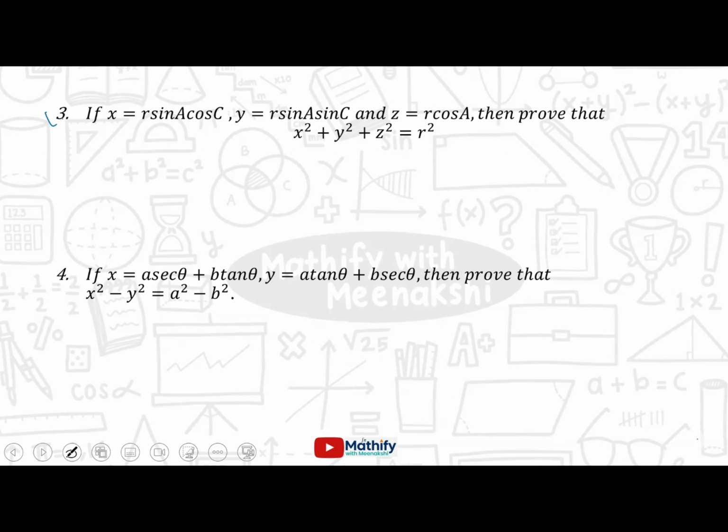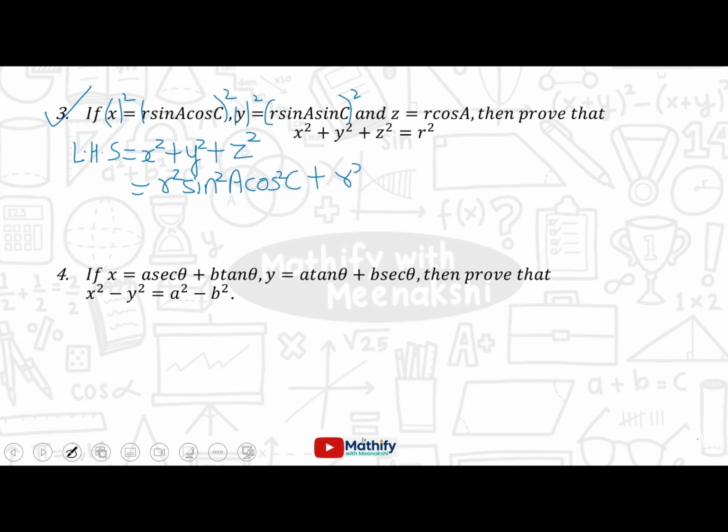Now let's move to question number 3. Again, we'll just put the values of x, y, z directly. So what is our LHS? x square plus y square plus z square. First, let's find the value of x square. So take the square on both the sides. What you will get? R square sine square A cos square C. Now what's the value of y square? Just take the square on both the sides. You will get R square sine square A sine square C. For z square, again take the square on both the sides. It's R square cos square A.